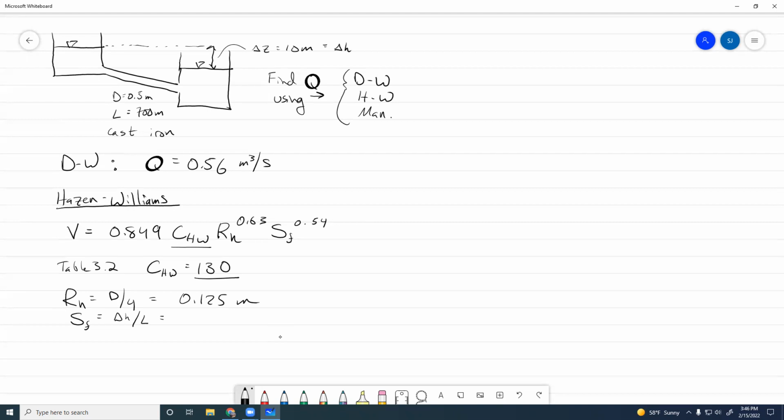Yeah. So our delta H is just the difference in the elevation of these two water surfaces. So 10 meters over our length, which was 700 meters. And that gives us 1/7 or 0.0143. So now we just plug everything in.